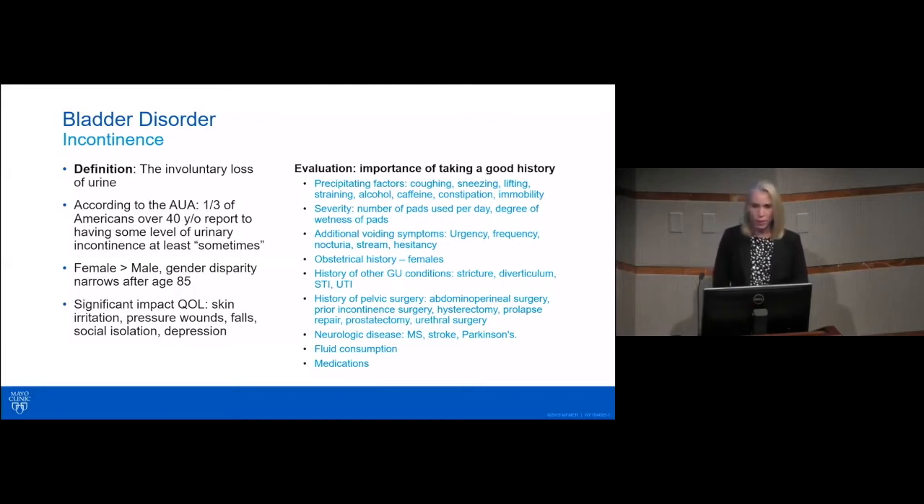You want to understand other urinary issues. Is there urgency, frequency, nocturia? How is the stream? Is there hesitancy? Understand the OB history in females. Are there other GU conditions in terms of their history? Is there history of stricture, diverticulum? That can be urethral diverticulum or bladder diverticulum. Sexually transmitted infections, history of urinary tract infections. Get a good history of pelvic surgeries. Is there neurologic disease? Does that patient have MS, stroke, Parkinson's? You want to understand their fluid consumption and their medications.